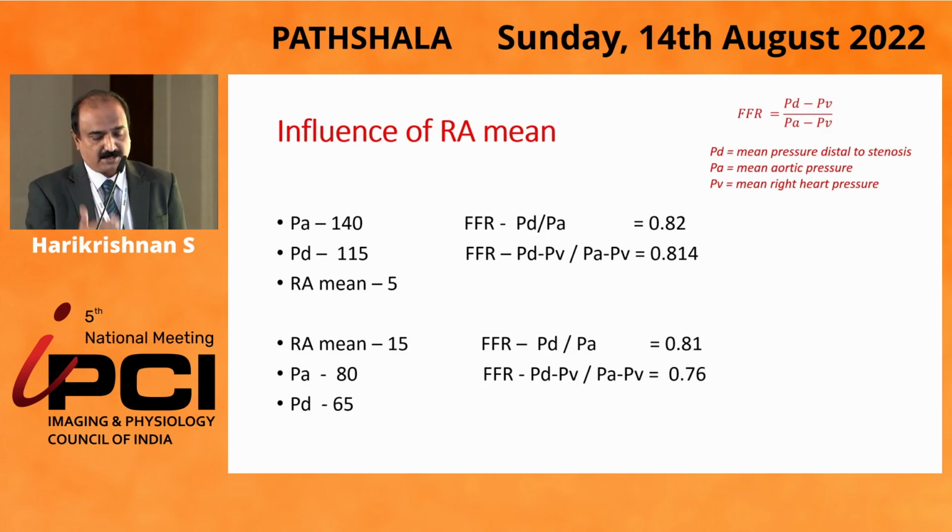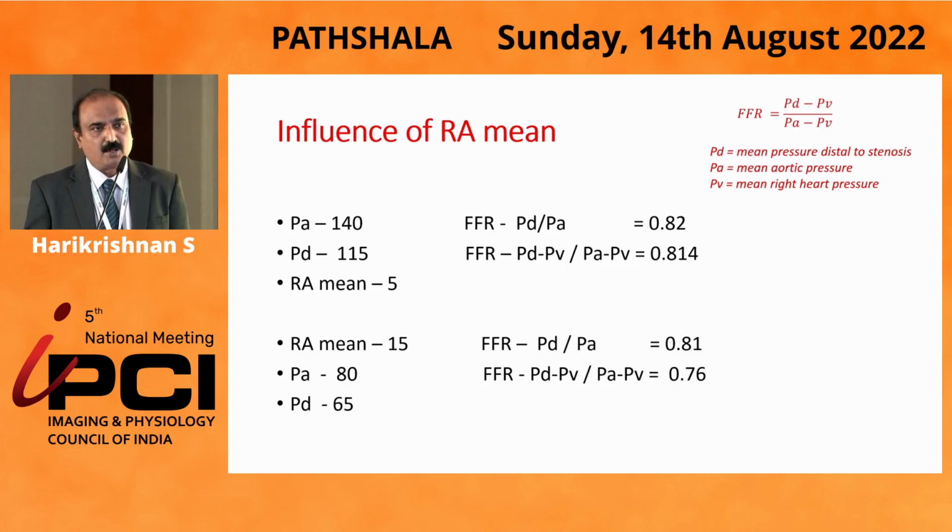When the aortic pressure, PA, is 140, PD is 115, and RA mean is 5. If you use the formula PD by PA alone, it is 0.82. But ideally, what is the ideal formula? It is PD minus PV by PA minus PV. So if you use that formula, it is 0.814.